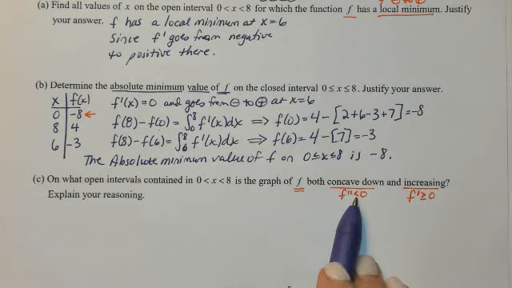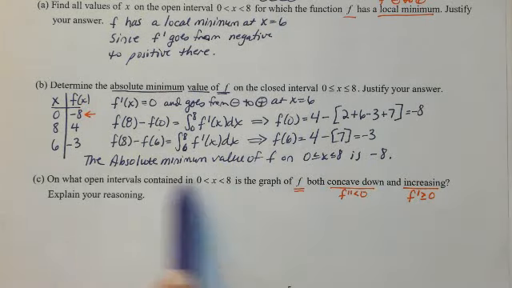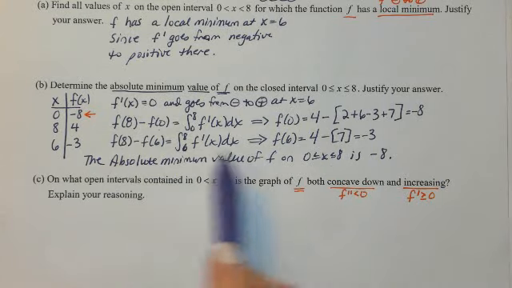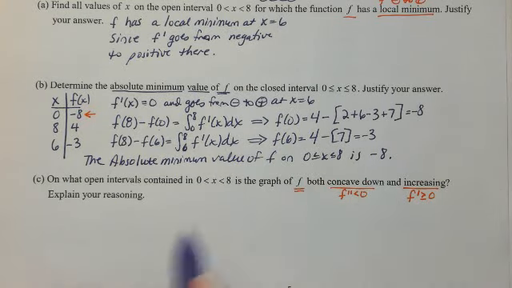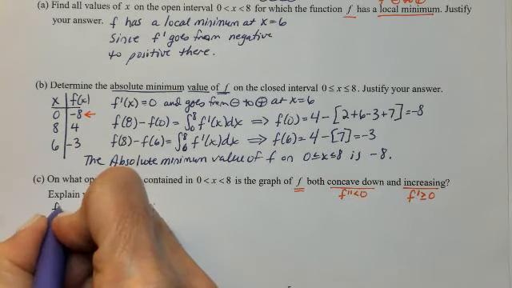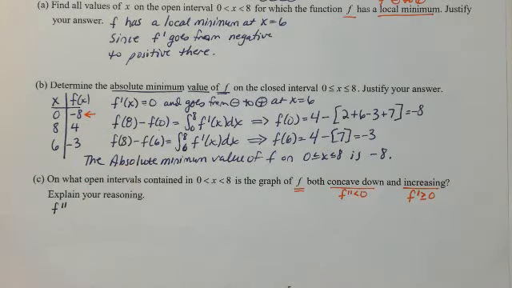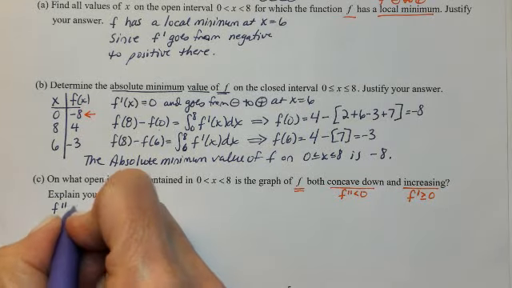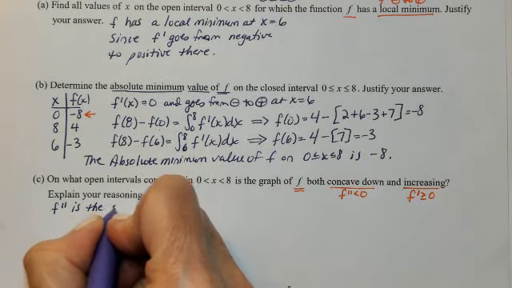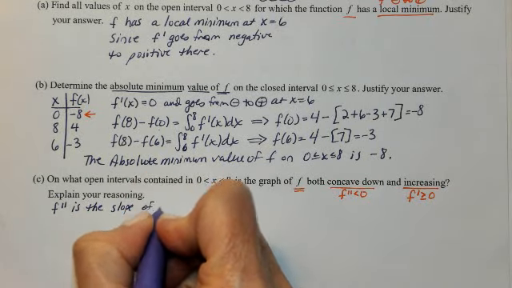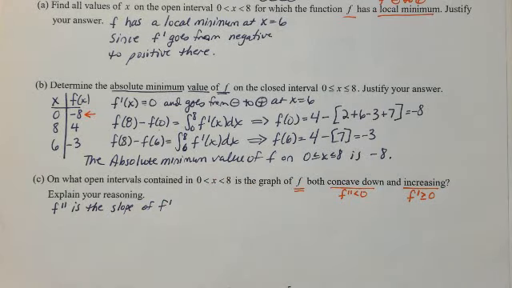Let's find that out. I have not yet stated what f double prime is in my problem, so I need to state that. We're given what f prime is, but we have not been given what f double prime is, so I do need to say that. Before I go anywhere, f double prime is the slope of f prime. Okay, now I can go and use that.